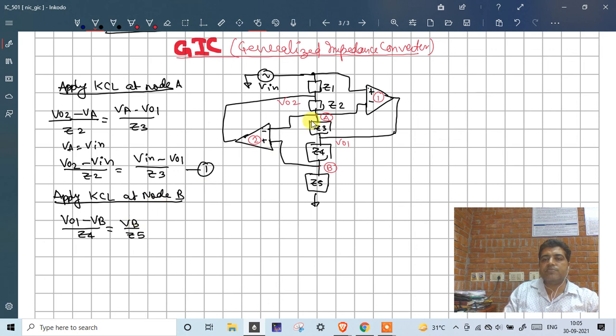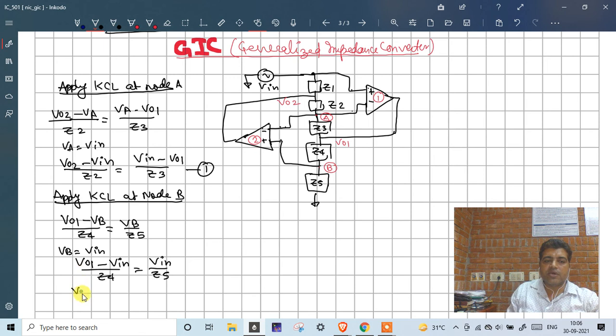So what is VB? Again see the diagram. Vin comes here, so Vin is available here. Since Vin is available here and there is negative feedback, it means that VB is also having a voltage of Vin. So VB equal to Vin. So what will happen? (V01 minus Vin)/Z4 is equal to Vin/Z5.